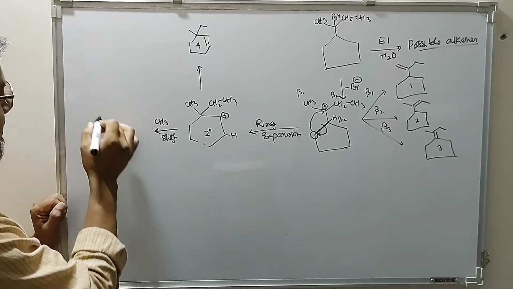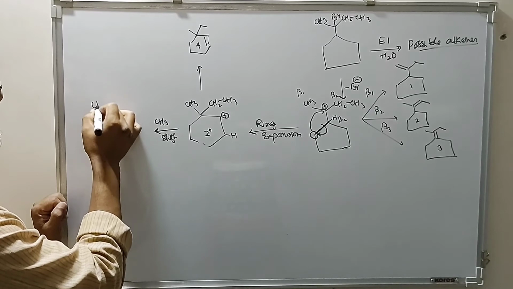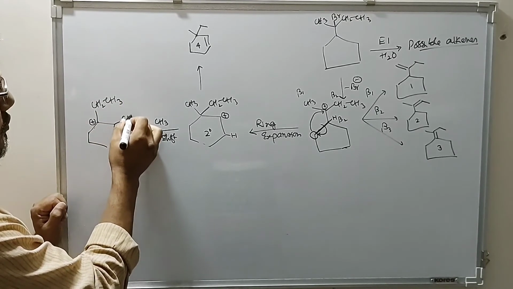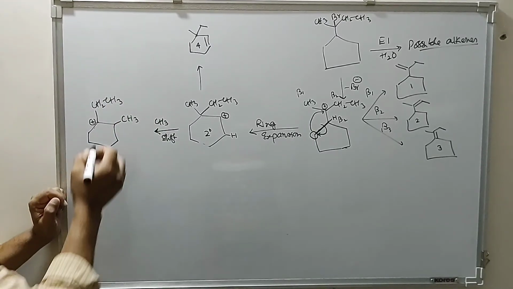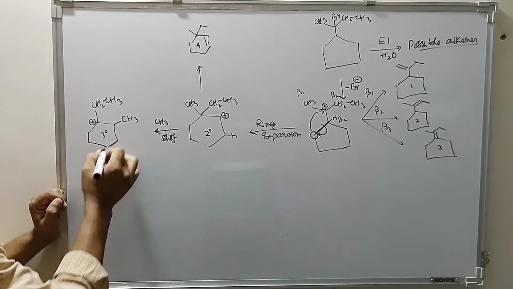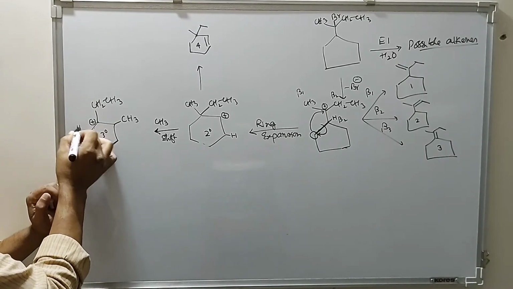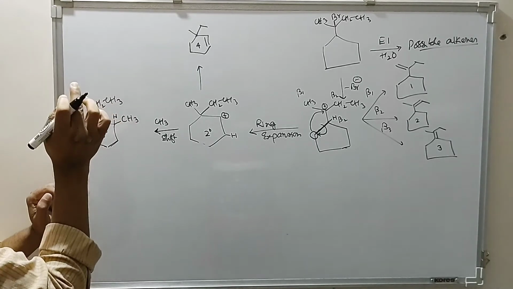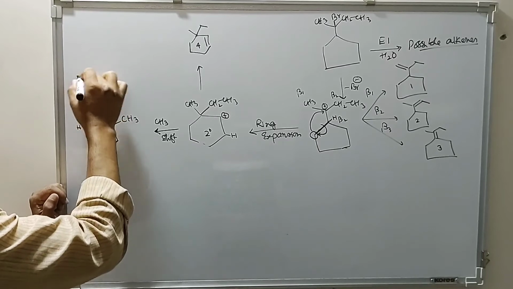So what we get is a positive charge here, then the CH2CH3 methyl group goes here. Now this carbocation is tertiary, and if you look at this tertiary, there are various beta hydrogens. We have a beta hydrogen here, we also have a beta hydrogen, we also have a beta hydrogen here. So these may give you 3 different products.